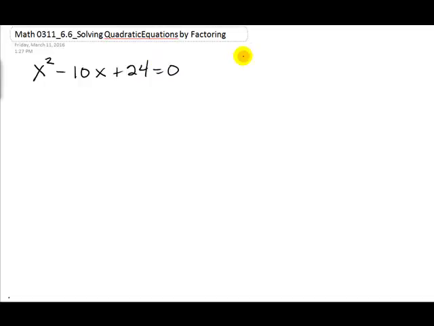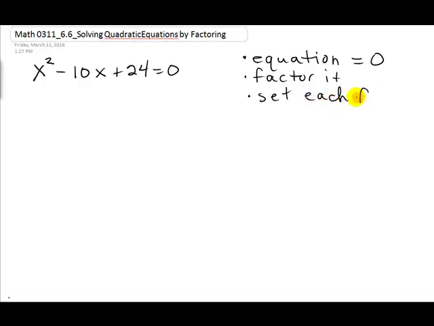First thing, we need to make sure our equation equals 0. Then we will factor it. We will set each factor equal to 0. Solve and check.